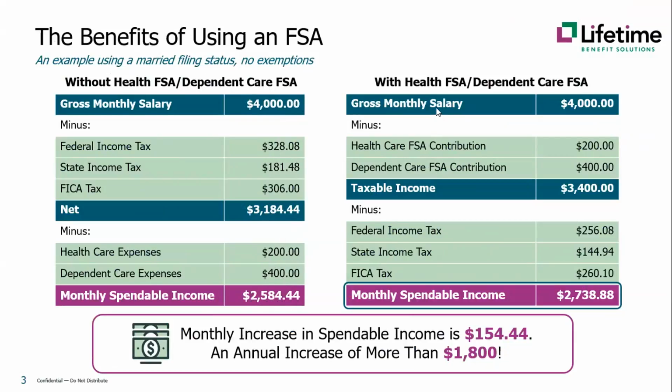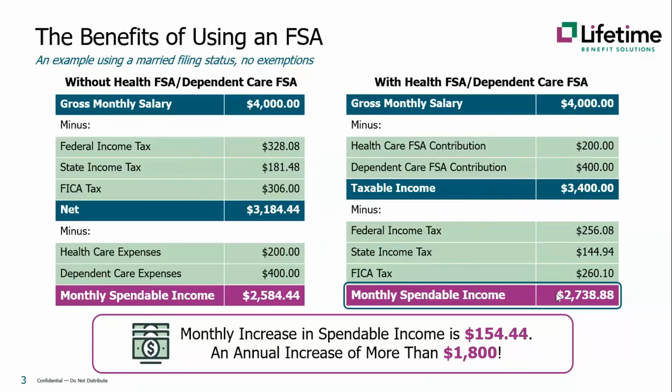Over here, we have the same exact financial scenario, except this individual has elected to participate in the health FSA and dependent care FSA. So now we start again with the $4,000. But before we arrive at their taxable income, their FSA contributions come out of their pay. So the $200 and $400 go into the FSA accounts, and then you arrive at their taxable income of $3,400. What that means is when we look at, let's say, the federal income tax withholding, we go from $328 here to $256 here. So a significant amount less in withholding.